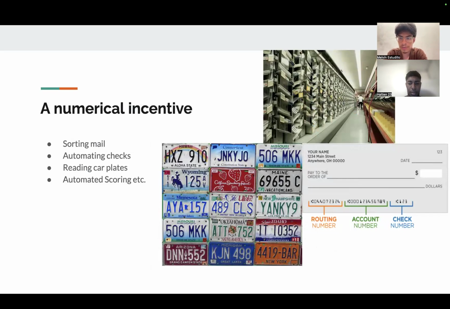A numerical incentive is what we had. We wanted to see if we could apply this in any way. One of the more known or conventional applications is sorting mail. It's known that mail is very tricky to organize, and you can use a CNN to scan the address and extract useful information. It is a little more on the difficult side because on an address you have numbers and letters. Therefore, it's very tricky to distinguish exactly what you're looking for on mail.